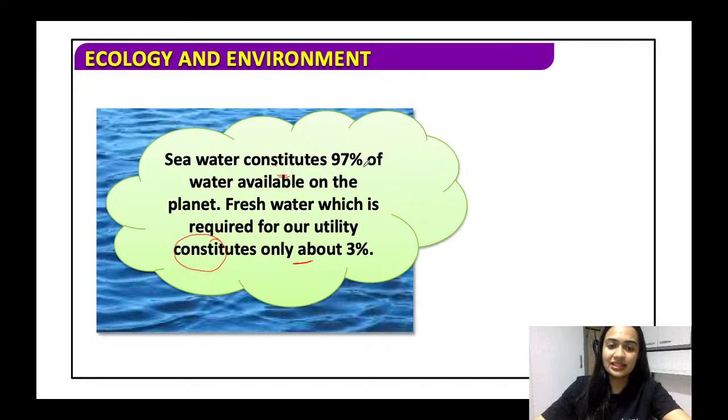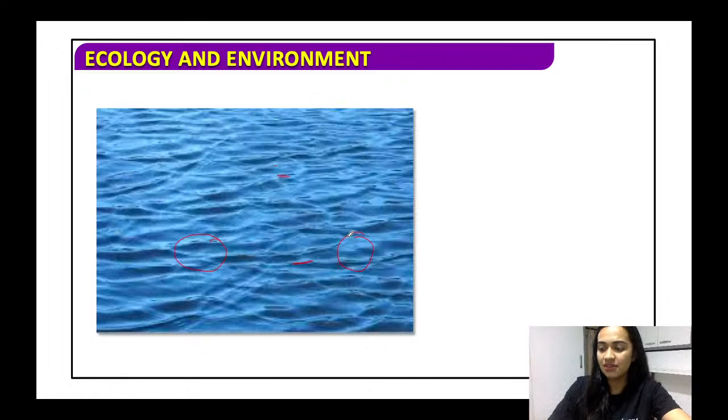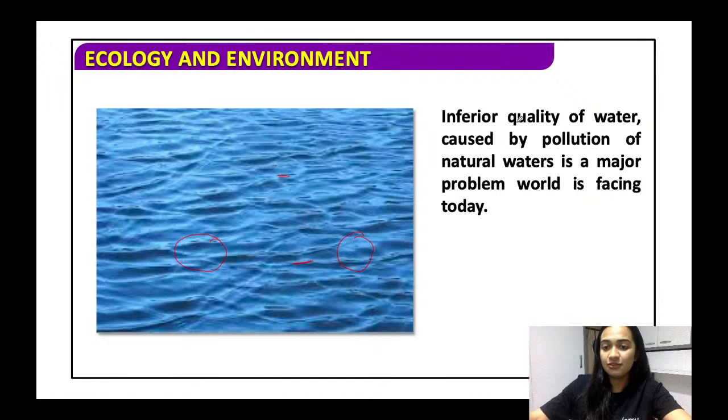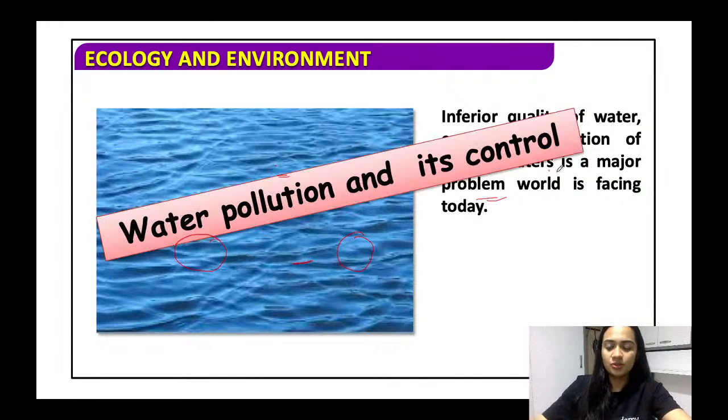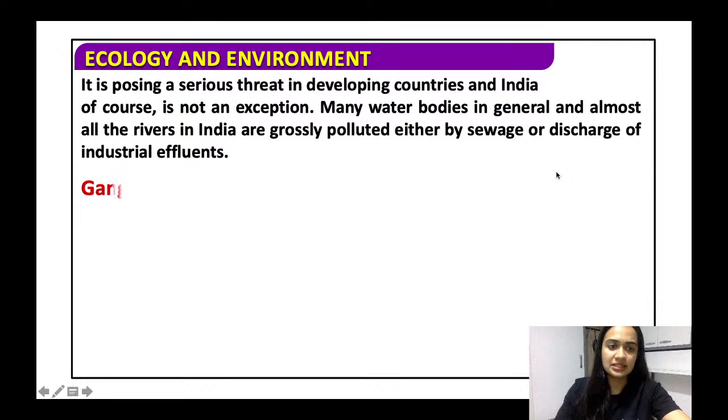Seawater constitutes 97% of the water available, but we cannot use seawater for our daily uses. And fresh water, which is mainly used by us, is only 3%. Inferior quality of water caused by pollution of natural waters is a major problem the world is facing. Water pollution and its control, we'll be discussing it now.